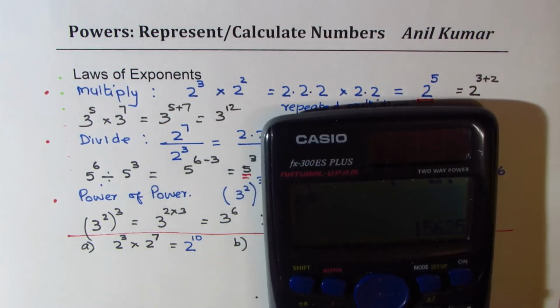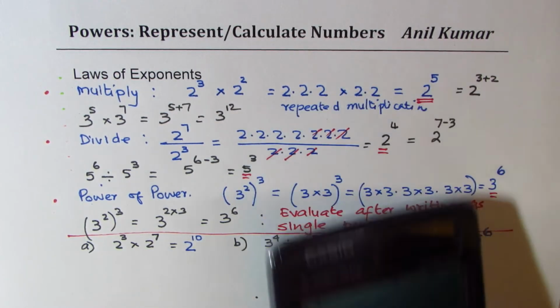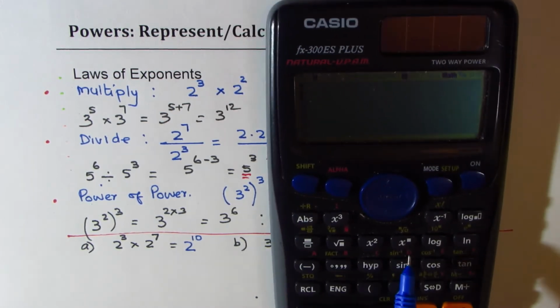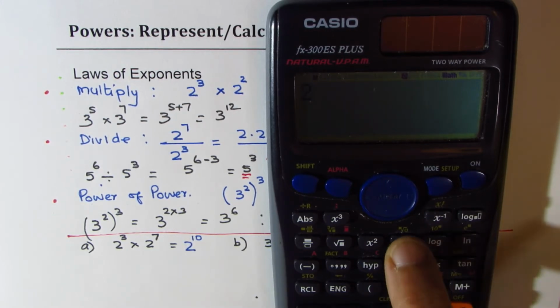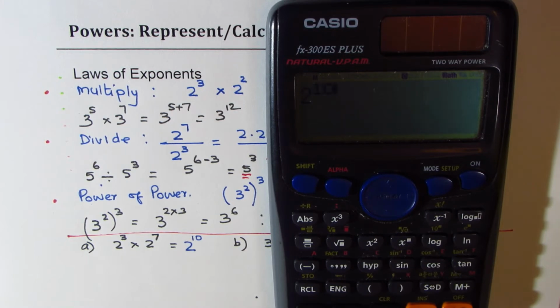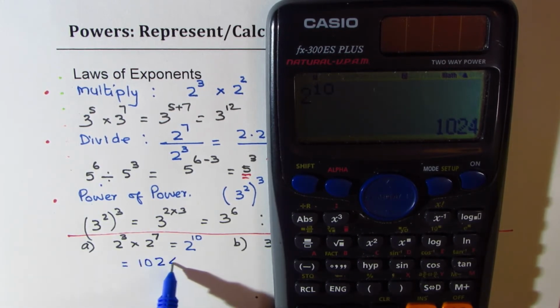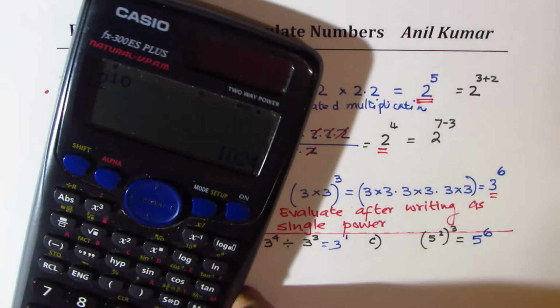Now to evaluate on the calculator, you have the function x to the power of something. Do you see that? X to the power of something. Now that can be utilized. So let's do 2 to the power of 10. So 2 and then press this and write down the number, right? And then we have to check the answer. So we get the answer as equal to 1024. Do you see that? So that is how you calculate using a calculator.